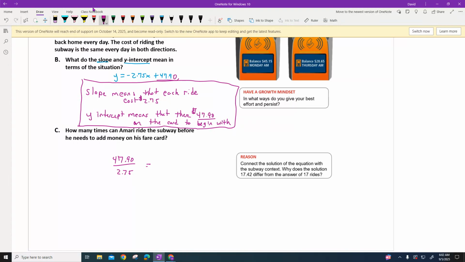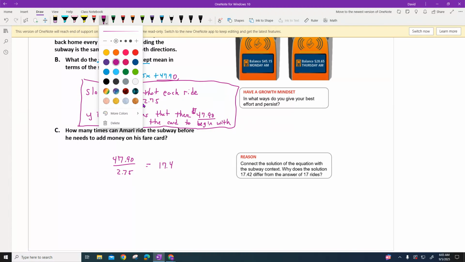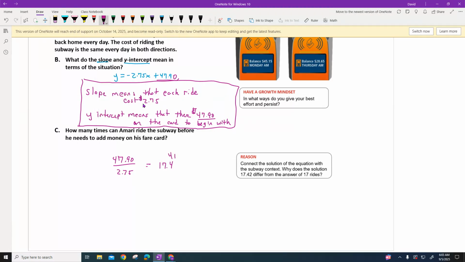And I'm getting a 17.41. There's an 8 next door, so I want to round it to the hundredths, because that's most of the time what I do. It looks like this in my calculator with more digits. Well, the 1 is in the hundredths place. There's an 8 next door, so 17.42. But that's not the number. You can't go and ride the subway 0.42 times. So now we have to interpret this even a little bit more. We have two choices. We could round it down to 17, or we could round it up to 18.